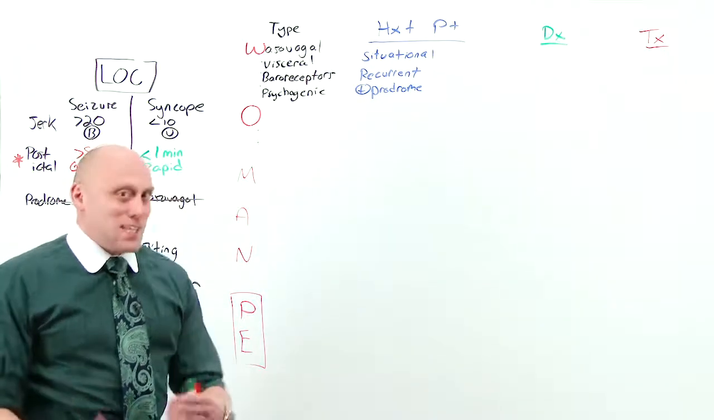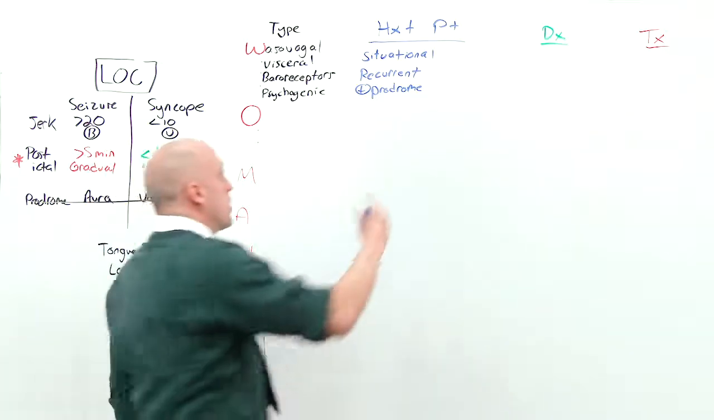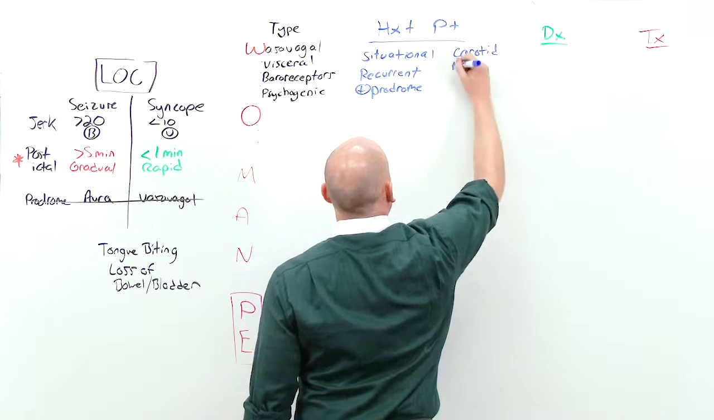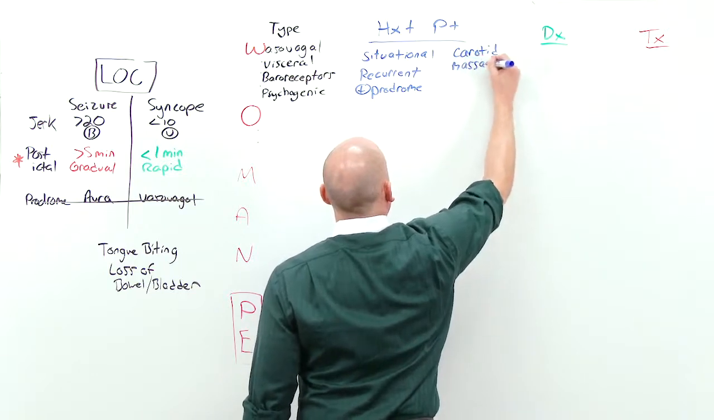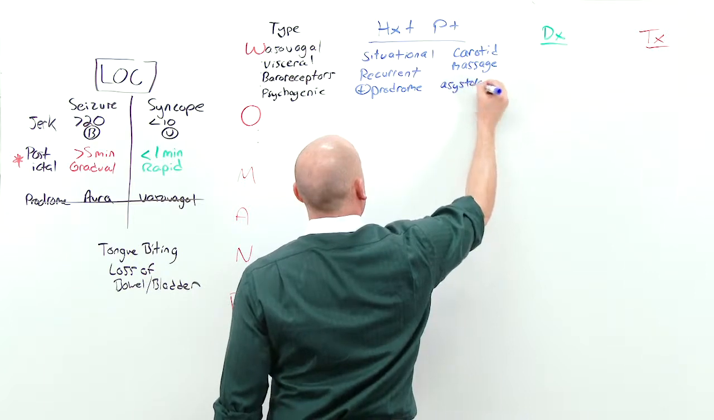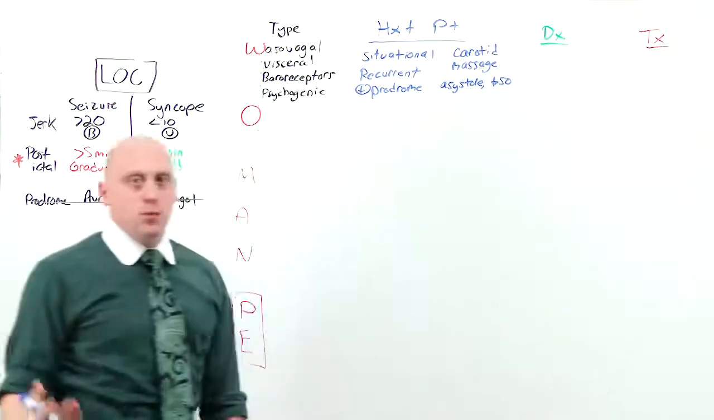I've never actually gotten this to work, even though I've made the diagnosis of vasovagal syncope. If you do a carotid massage, and you get asystole on the monitor or a drop of 50 points in the systolic blood pressure, you've confirmed your diagnosis.